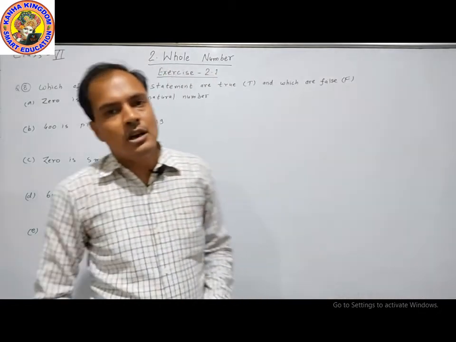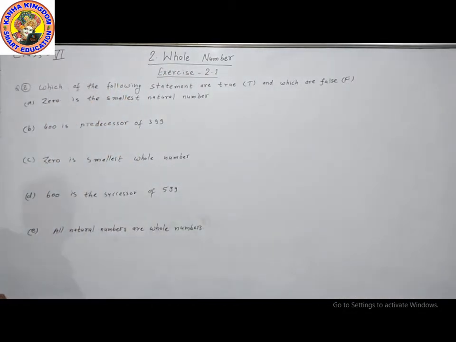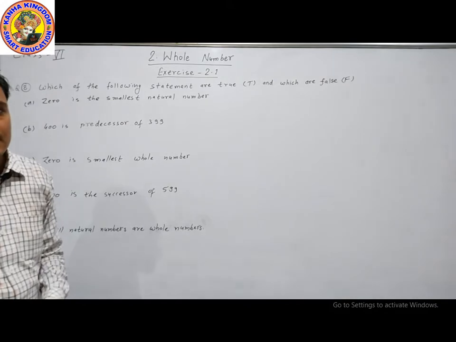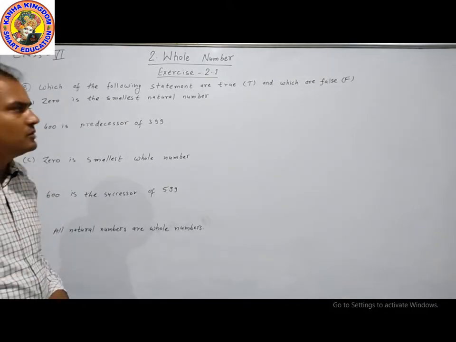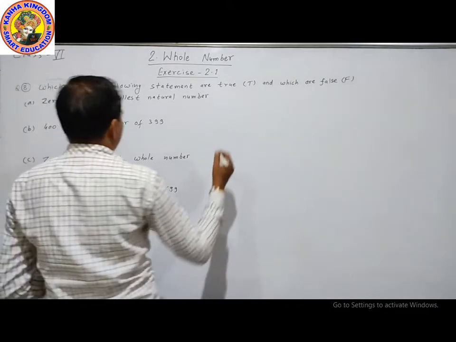So student, our next question is question number 8. Which of the following statements are true and which are false? First, 0 is the smallest natural number. Natural numbers start from 1. There is no 0.